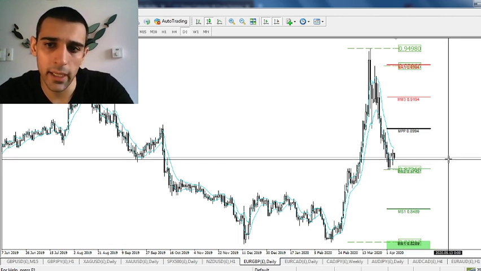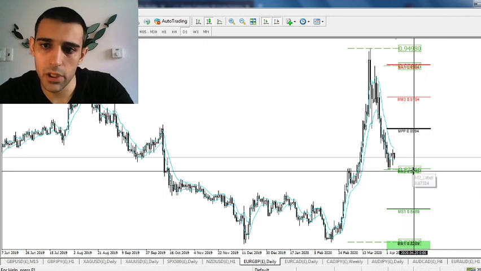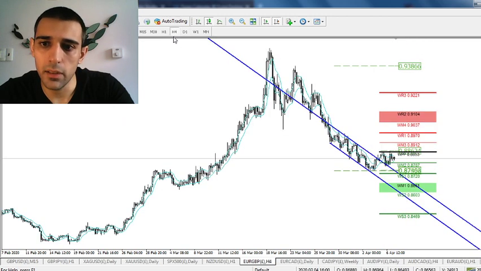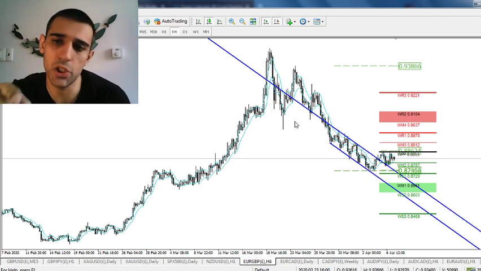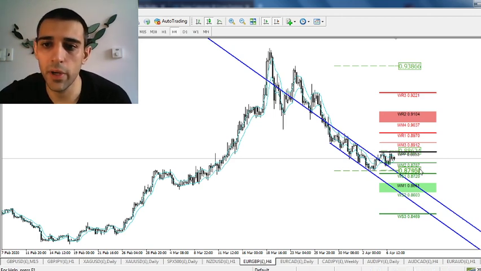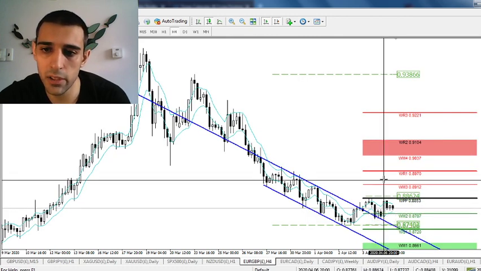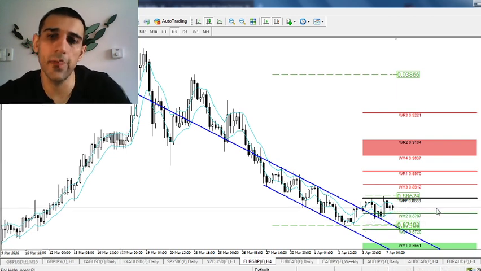This low has been breached. Let's have a look at the entry. On the 4-hour chart, we had this channel which has been broken already. The price came up and tested this weekly pivot on the second occasion, yesterday. Yeah, yesterday was the second test, but it still failed to break this weekly pivot.